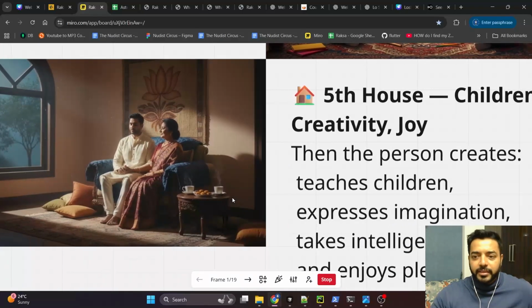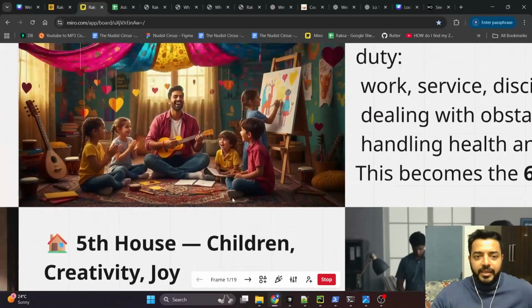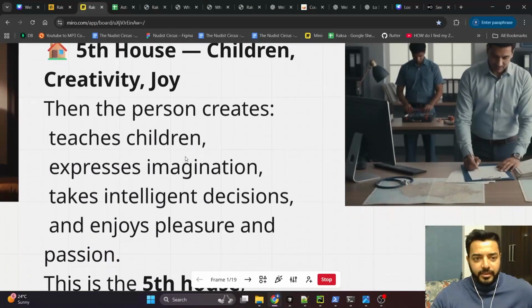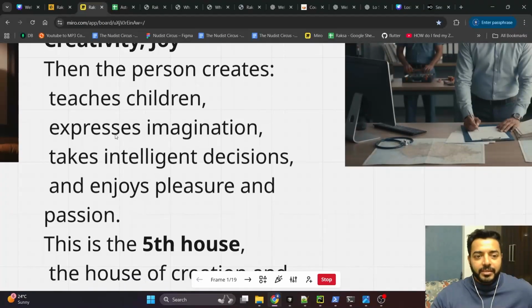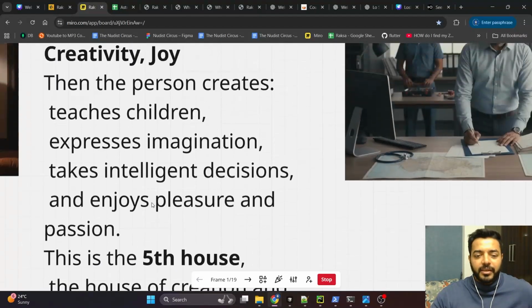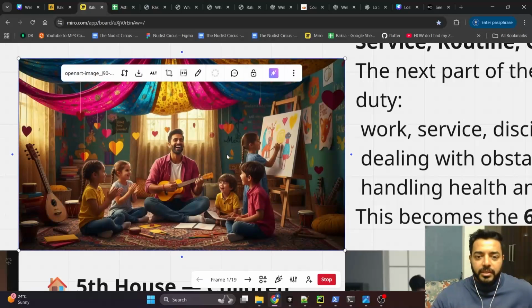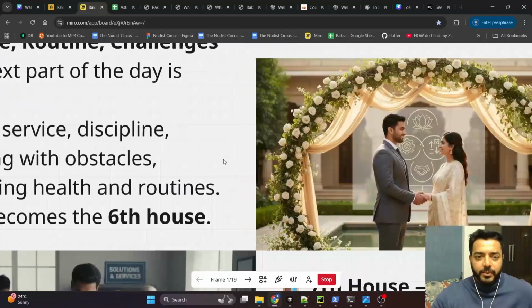Fourth. Next, fifth, he wants to spend some time with his children and he does some creative work. Then the person creates, teaches children, expresses imagination, takes intelligent decisions, etc., right? So he's enjoying the creation and the joy of sitting with the children. So fifth house is about romance, about creativity, it's about children, it's about the first child, right? So that's how the fifth house is designed this way.